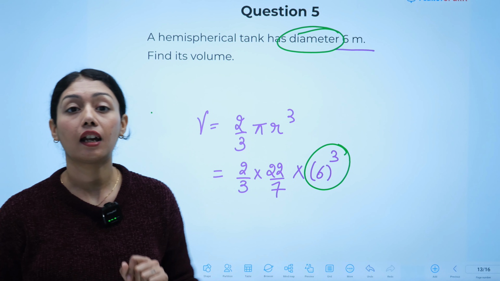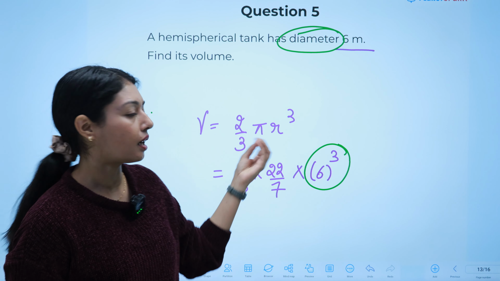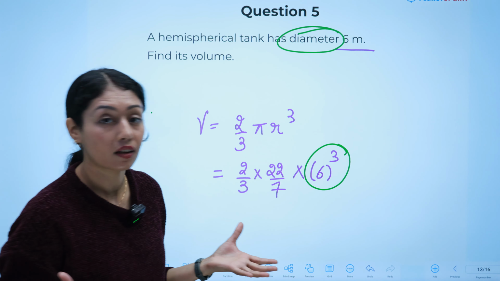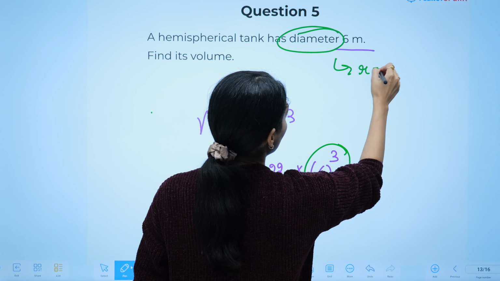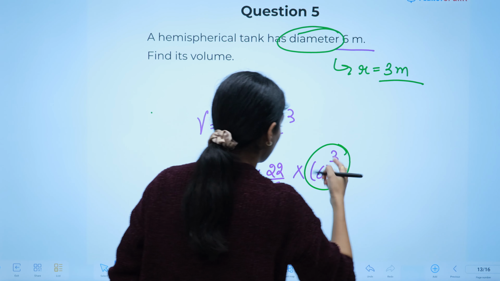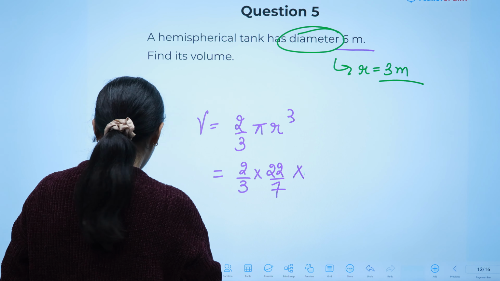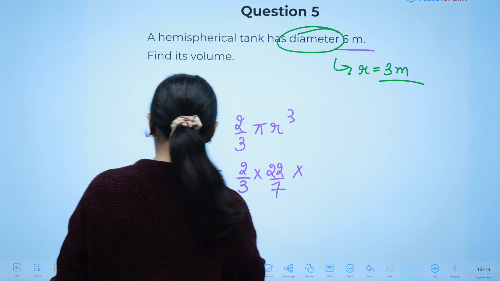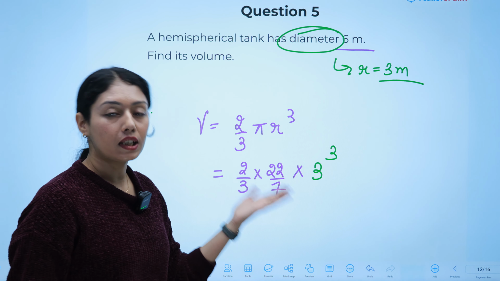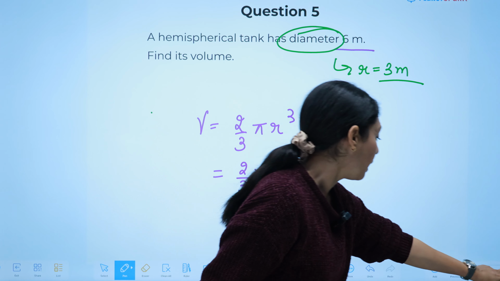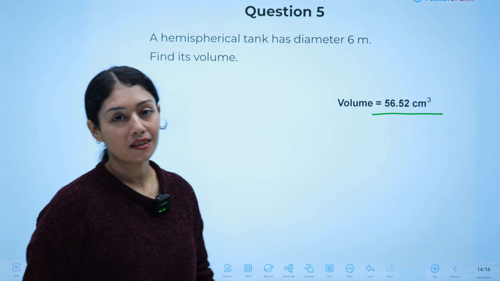ये छोटी-छोटी चीजें हैं that are the mistakes that you can make in the question. और एक बहुत ही आसान question को हम गलत कर सकते हैं, right? So be careful about it. So diameter is 6 meter. So what will be the radius, everybody? 3 meter. So just substitute 3 here, not 6. Let's do that, and this will be 3 cube. Right, now we can simplify this and we will have our answer. That is 56.52 centimeter cube.